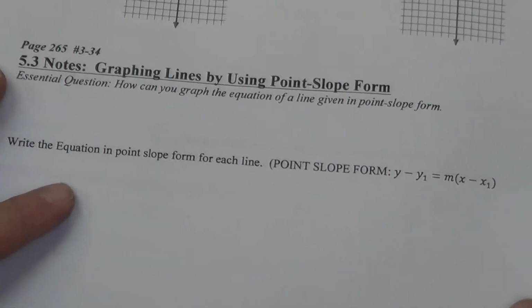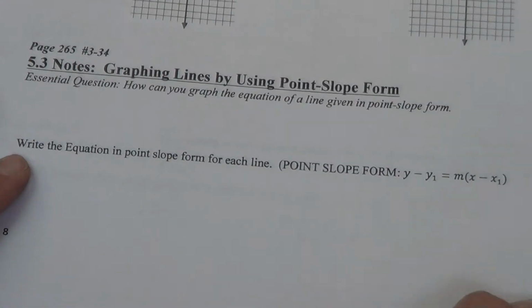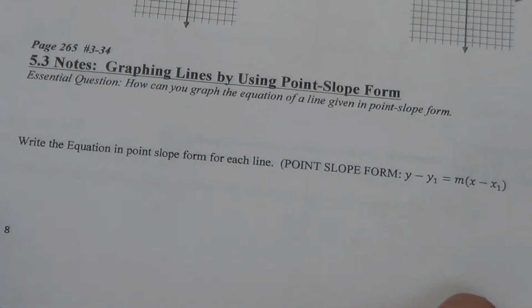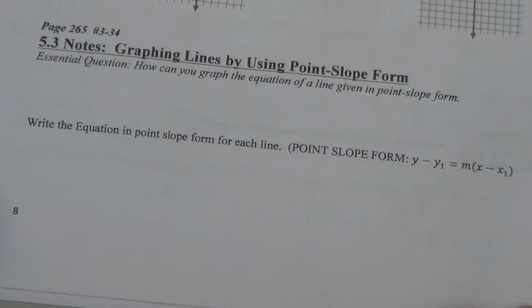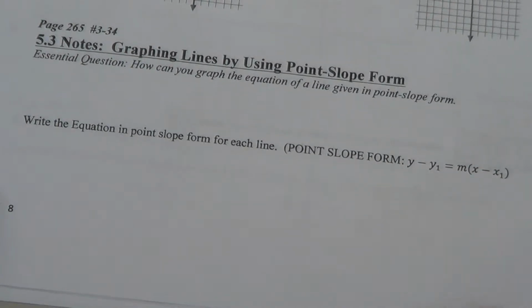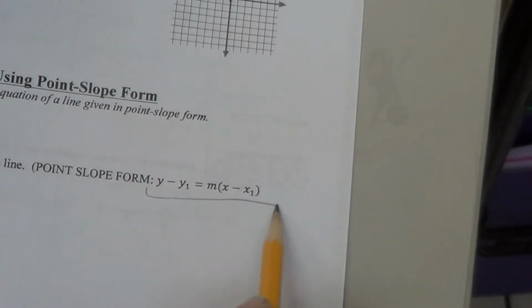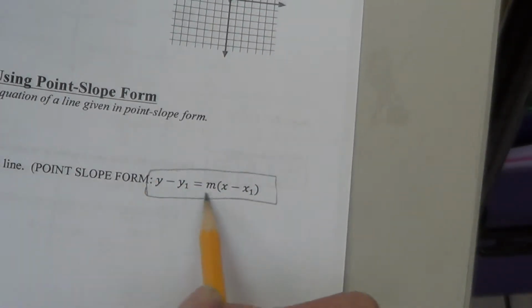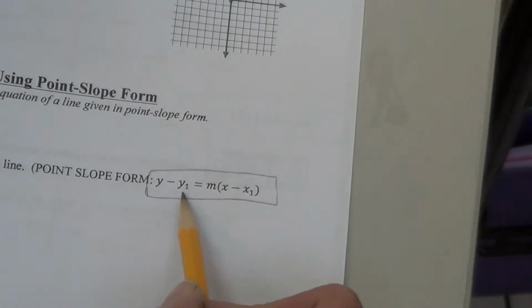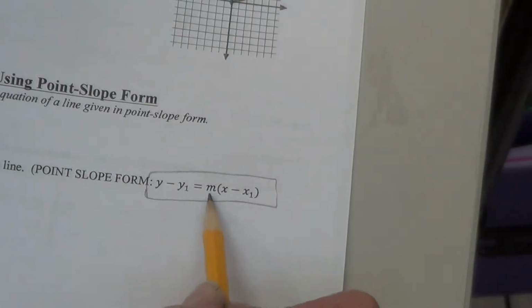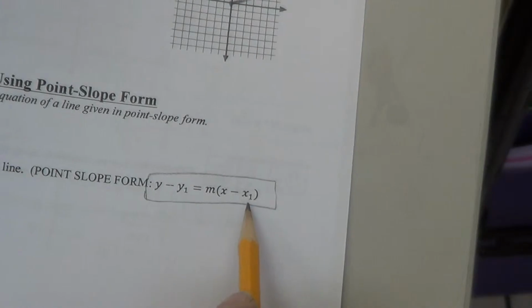The essential question that we'll be answering in class: how can you graph the equation of a line given a point-slope form? Okay, write the equation in point-slope form for each line. Point-slope form looks like this: y minus y1 equals m times parentheses x minus x1.